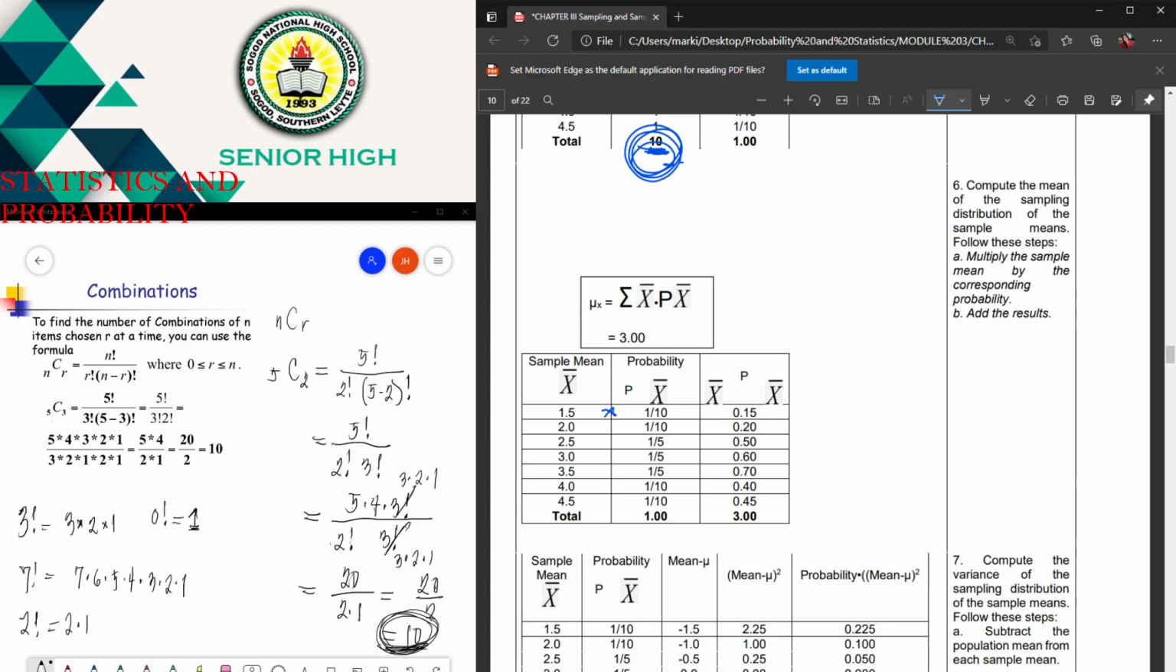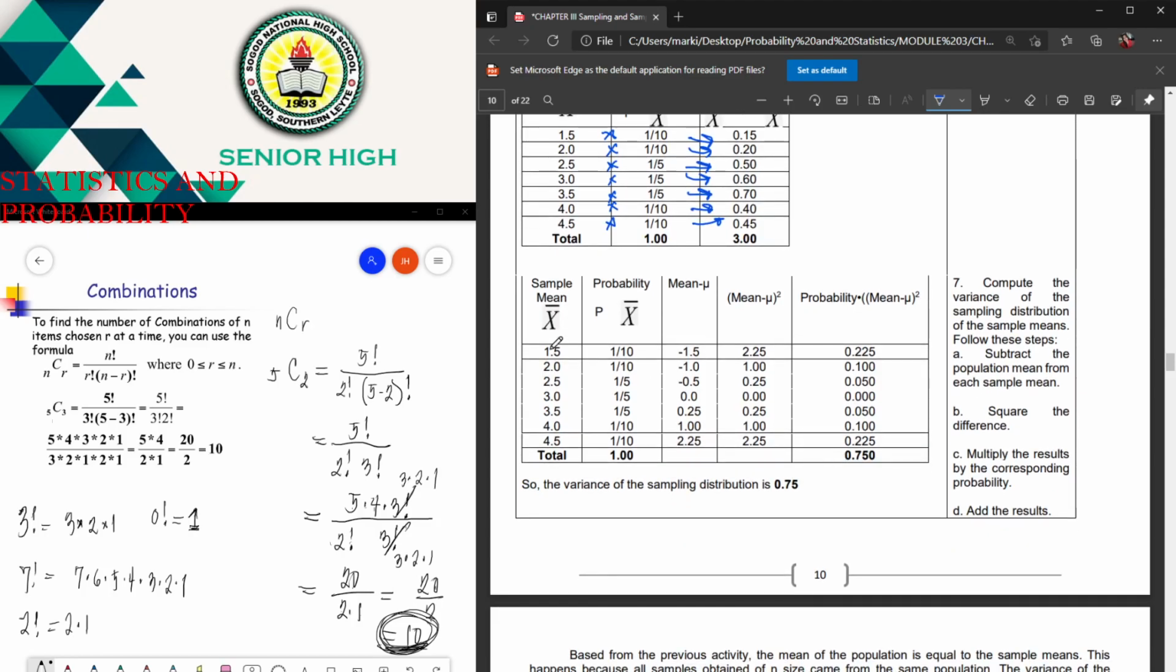1.5 times 1 over 10. Just multiply them, times multiply, and this is their answer. Okay? Just multiply that one. This will be their answer. So, the total is 3.